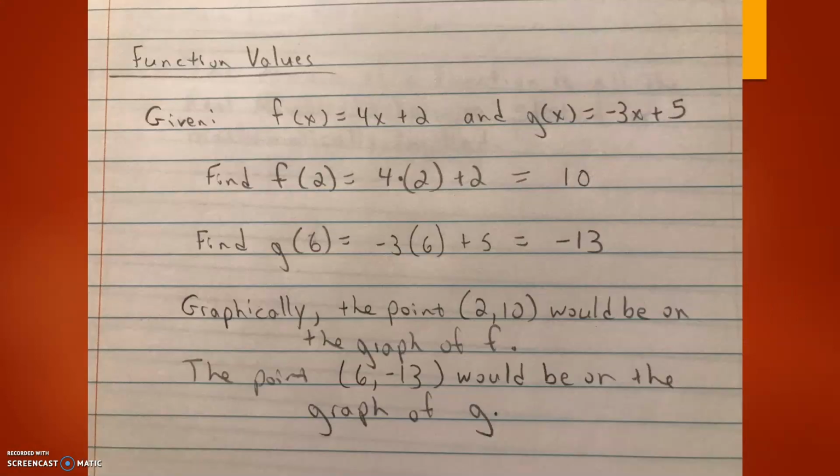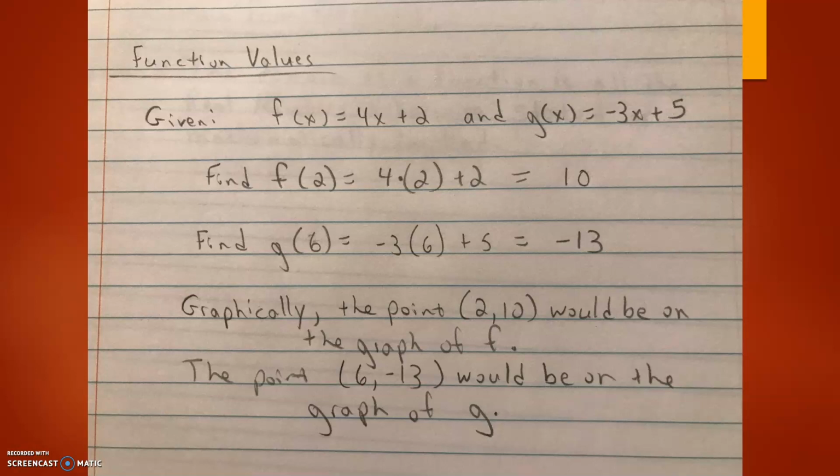So, calculating function values. I said that naming a function is pretty important to help you understand which function you're talking about. And here I've got two functions. f of x equals 4x plus 2, and g of x equals negative 3x plus 5.